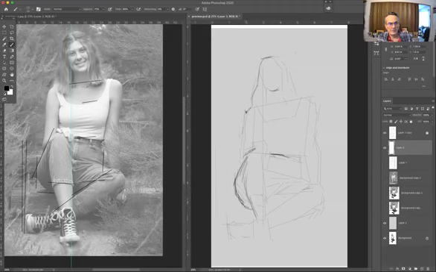What started off as very geometric is now becoming very organic. I really want to buy a screen tablet so I can draw directly on the screen versus a tablet that's not attached to my pen.